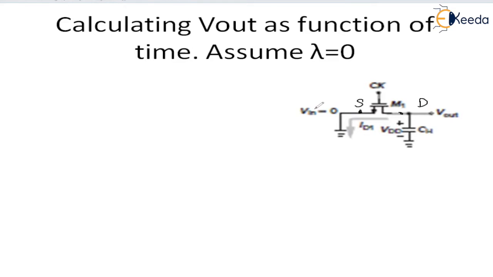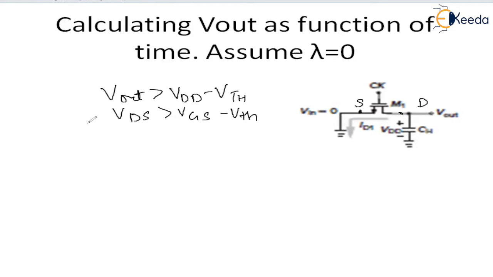And we can see that Vout, which is the VDS voltage, is greater than VDD minus VTH, which is greater than VGS minus VTH. So we can say M1 is in saturation mode. Following this condition, we can write Vout as VDD minus the voltage drop due to the current flowing in this transistor.